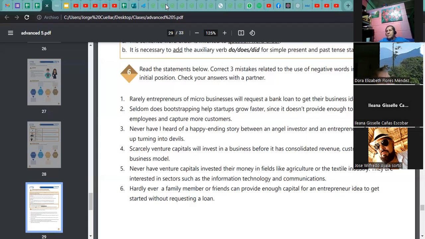Okay, so let's check. The first one, we already made that one, so we know that is one of the mistakes. What about the second one? Is it correct or not correct? I think it's correct, the second one. Okay, everybody. The first one is rarely will. Very good. So rarely will entrepreneurs of microbusinesses request, right? That would be number two, so it is correct. Does everybody agree on that one?